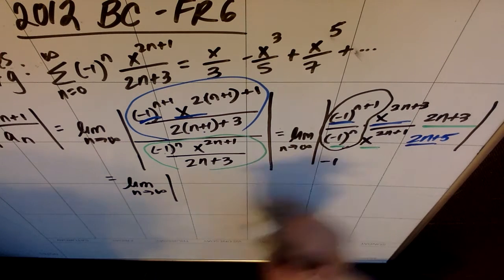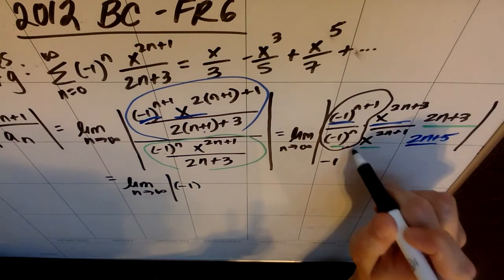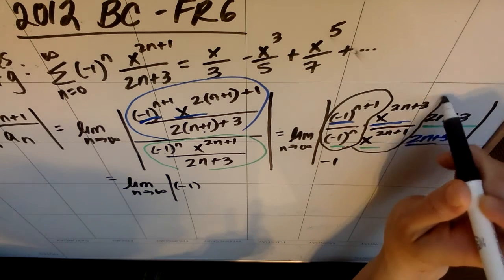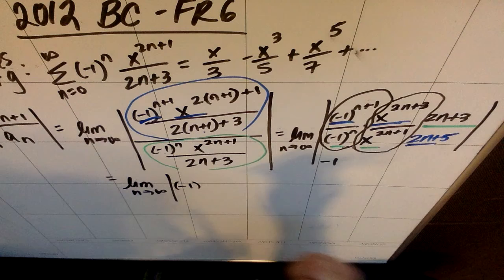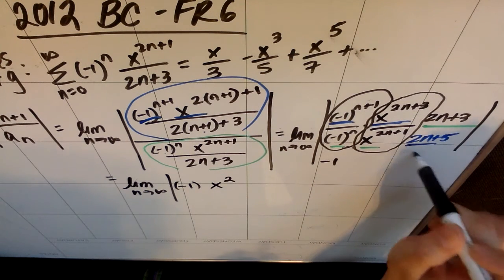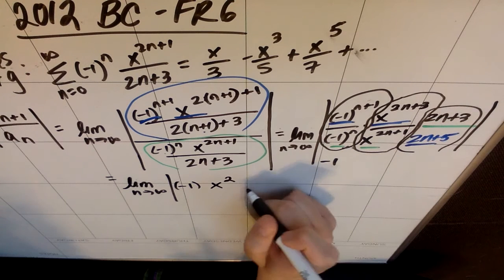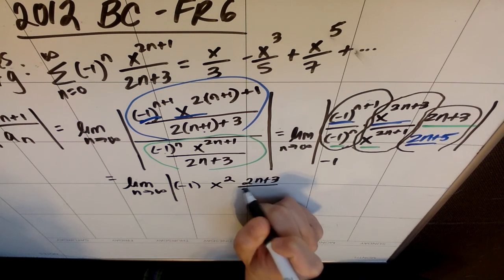So these guys technically net a negative 1. I'll give you that. That's fine. These guys right here, if you subtract the exponents, as you would when you divide, you're going to end up getting an x squared. Great. And if you leave these guys as they are, we'll deal with them in a sec. So I'm going to leave this as (2n plus 3) over (2n plus 5).